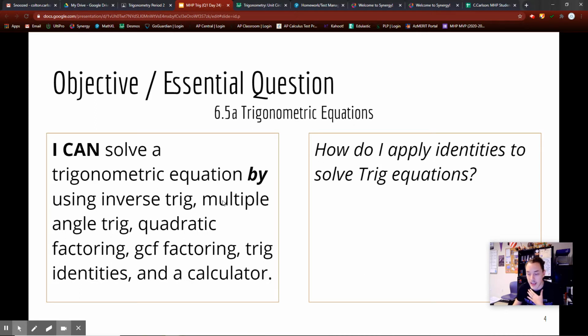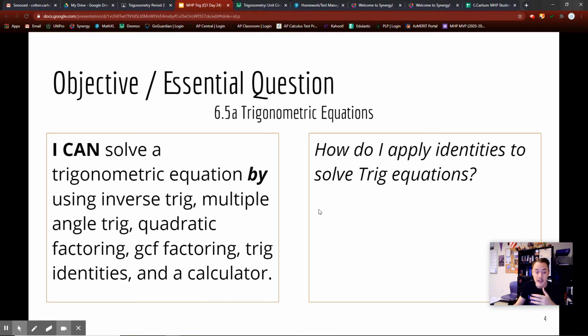So 6.5a, we're going to do this as part 1. How do I apply identities to solve trigonometric equations? Okay, this is going to be kind of an ongoing essential question because we're really going to deal more with identities in the next day in part 2 in 6.5b. But not really today. However, we are still going to be using a lot of identities kind of implicitly, just not as explicitly, okay?